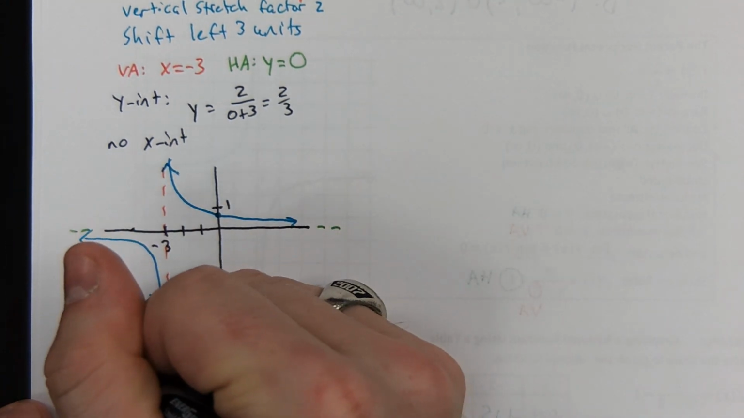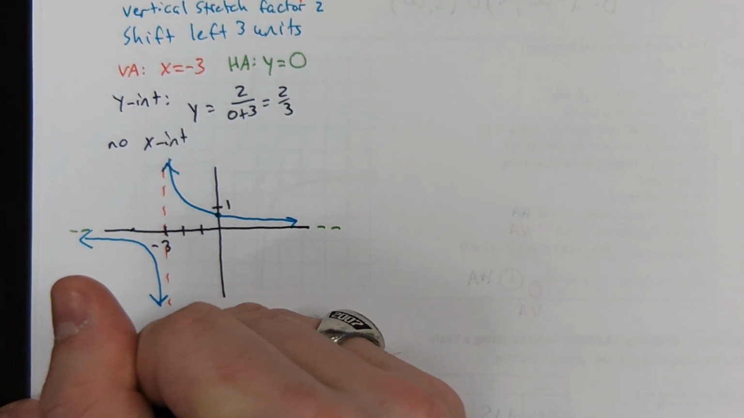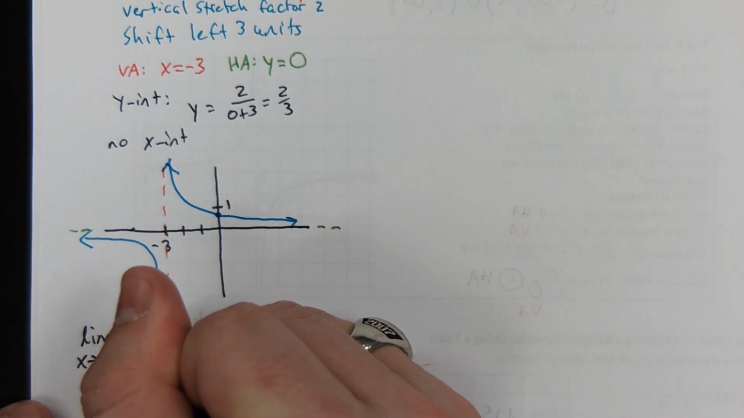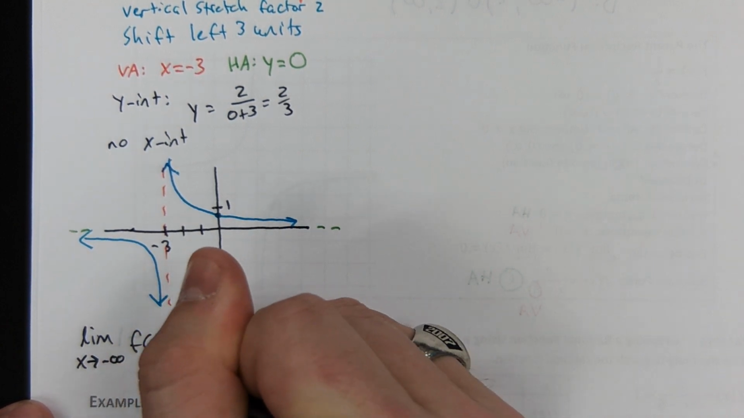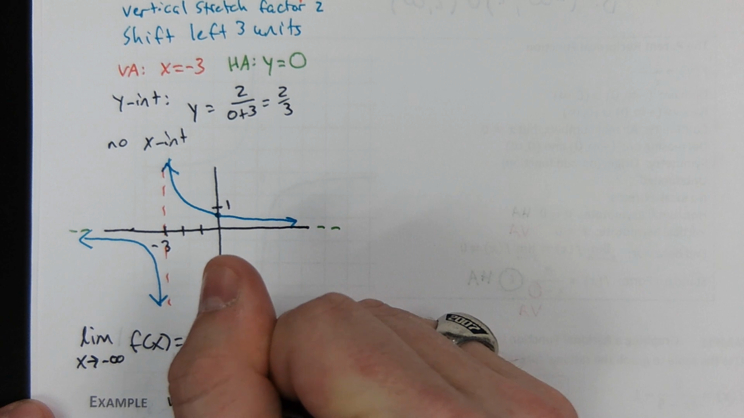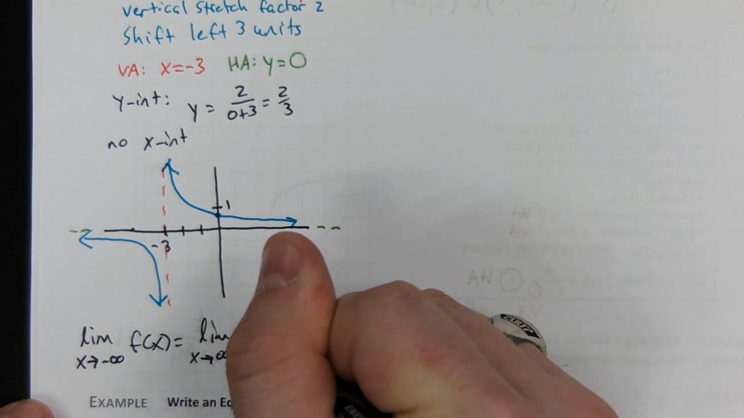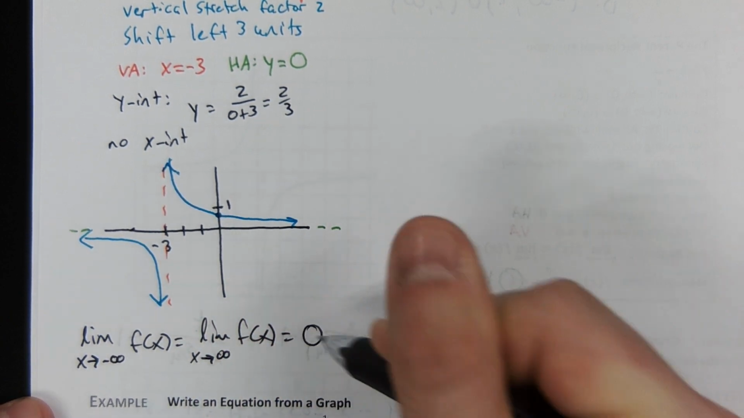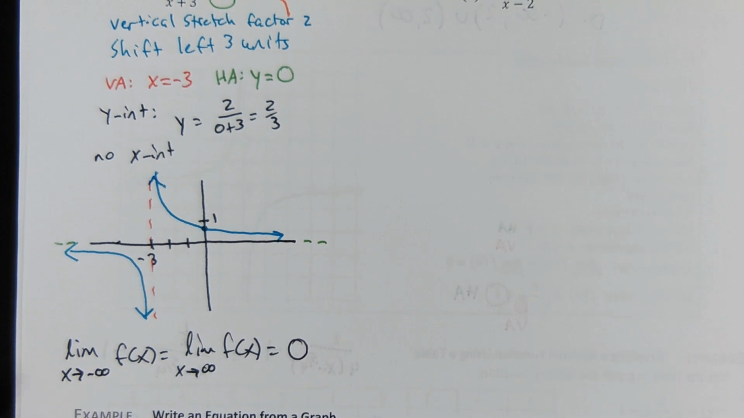So I can actually write it as one statement. The limit as x approaches negative infinity of f of x is the same as the limit as x approaches positive infinity of f of x, because they both equal 0. So all of that stuff, that's essentially what you're doing in questions 1 and 2.